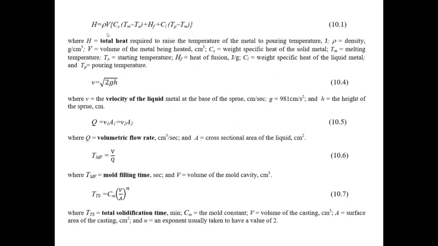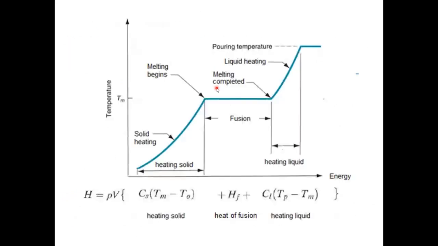Well, the first equation in the equation sheet represents the total heat that is needed in order to melt a certain volume of material, where rho represents the density of the material and capital V represents the volume of the material. There are three heat components when we want to melt a material, and those are all included in this equation. What are they? Let's move on to the next slide to see what those components are.